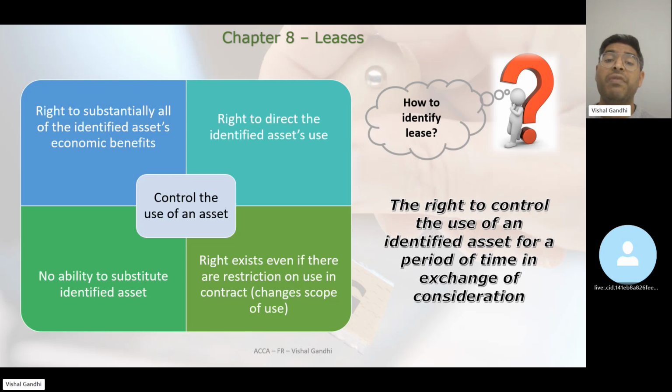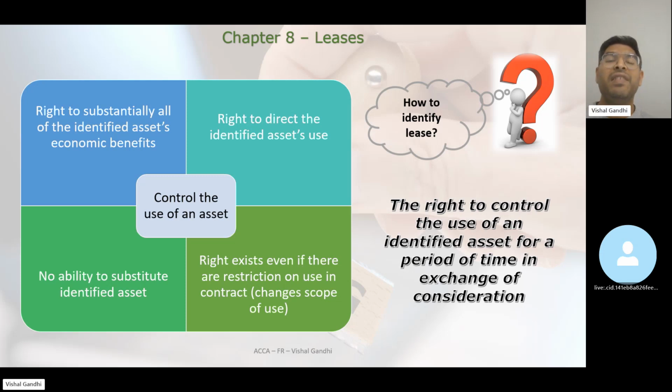Second thing, right to direct the identified asset's use. The lessee should be able to decide how to use that asset. During that lease period, lessee has a control that he can use the asset as per whatever are the lease agreement conditions. So he has a control over the asset, that he can use the asset wherever he wants, like a building. He can use that asset as an office, as a warehouse, whatever it is, right?